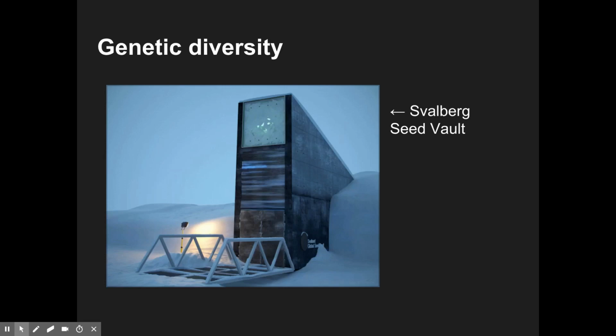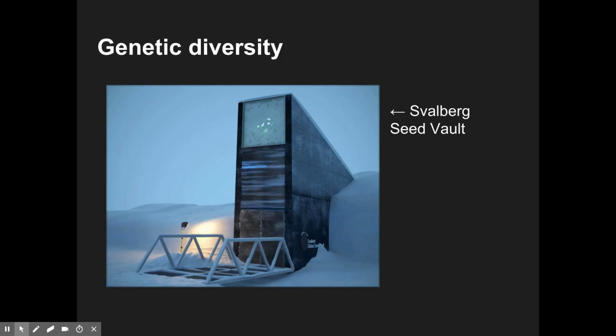We keep it at negative 18 degrees Celsius, but because of its location, it's estimated that it would take 2 centuries for this facility to warm up to freezing. So it would take 200 years for this facility to go from negative 18 degrees to 0 degrees, just because of how carefully we chose its location. So I think that the case of the Svalbard seed vault shows just how valuable genetic diversity actually is.